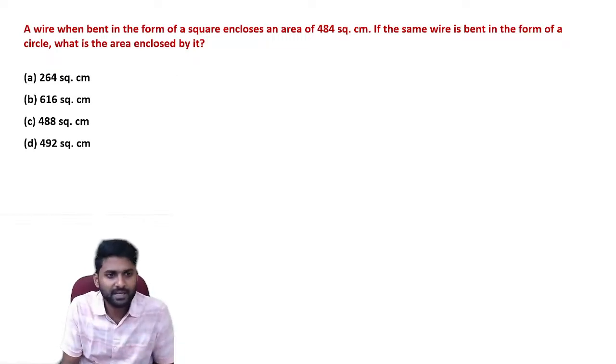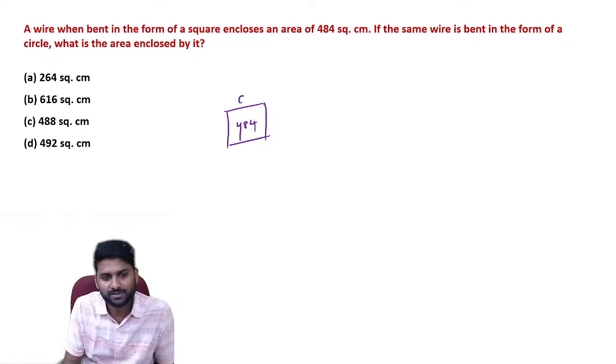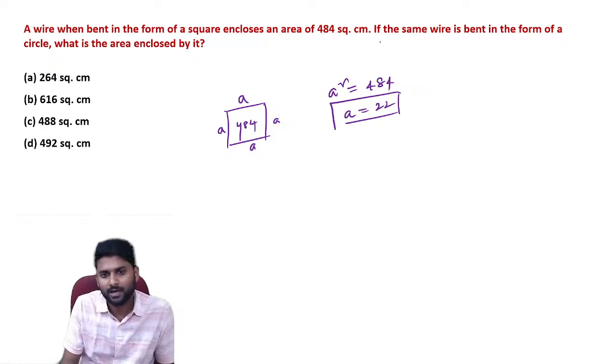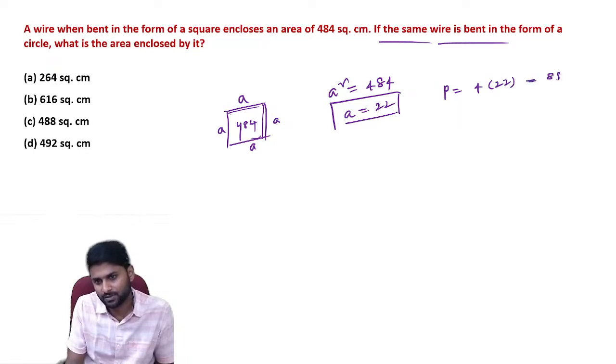Now see, a wire is bent in the form of a square, and it is enclosed with an area of 484 centimeters. All the sides are equal. Area of a square is 484, then a is equal to 22 centimeters. If the same wire, so what about the total perimeter? 4 into 22 is equal to 88 centimeters.